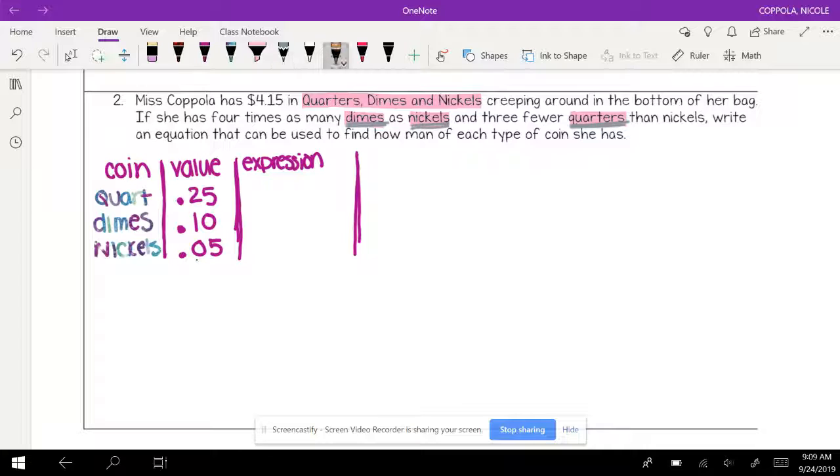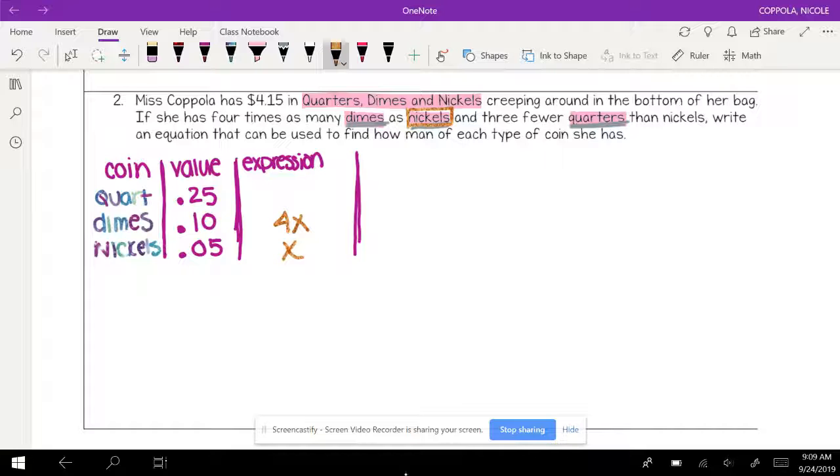Okay, so usually the second thing mentioned, and I'll box them in gold, is X. So I'm going to call X my nickels. Okay, so she has 4 times as many dimes as nickels. 4 times as many dimes. So I have to take my nickels and multiply it by 4. So 4x. 4 times as many dimes as nickels.